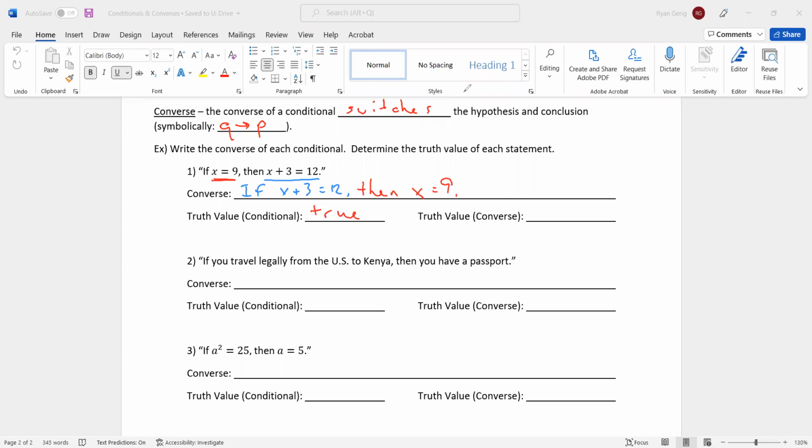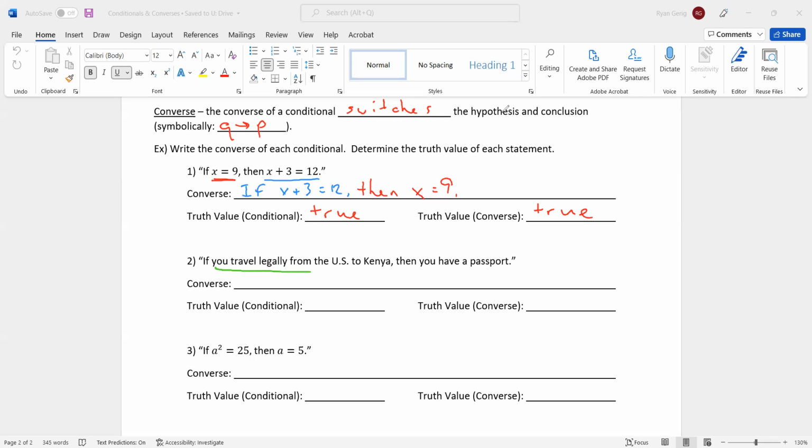Now let's look at that switched statement. We're only looking at the times when x plus 3 equals 12. Well, you know your algebra. If I solve that, then x equals 9 every single time. So the truth value is also true. Okay, next one. Change colors again.